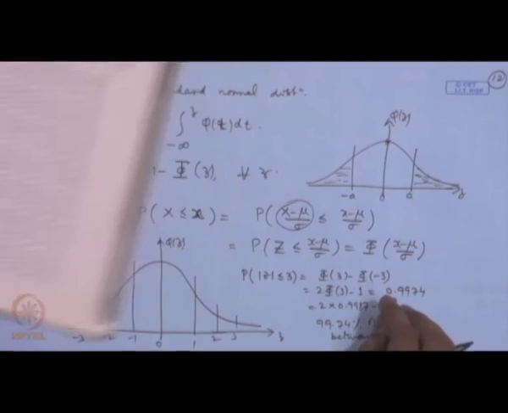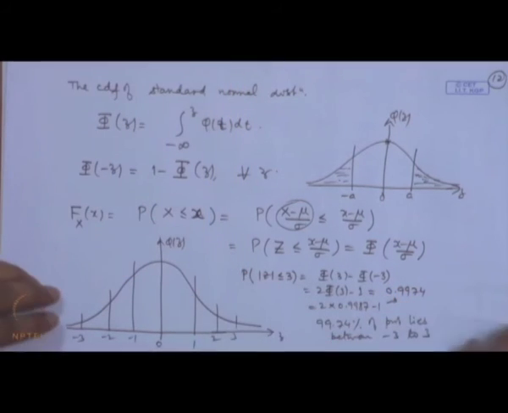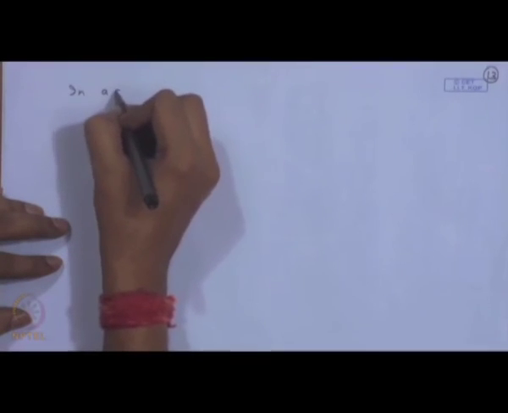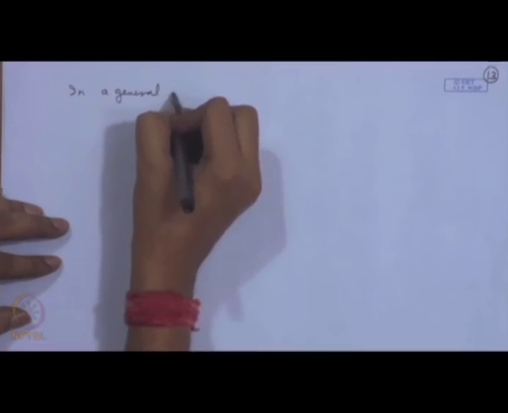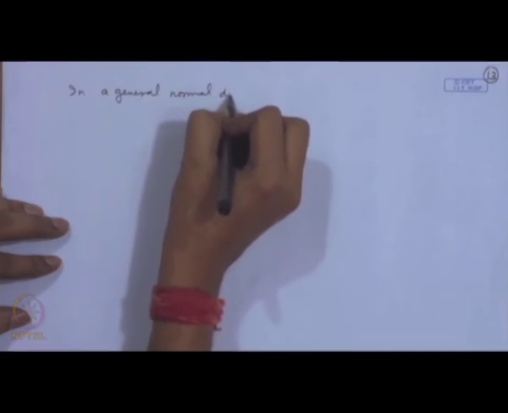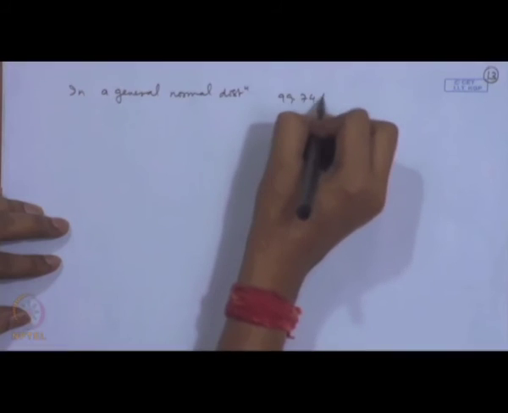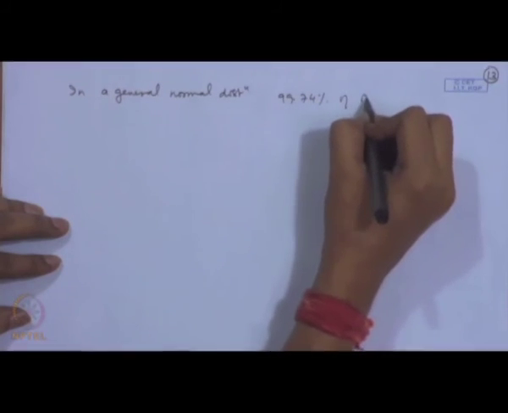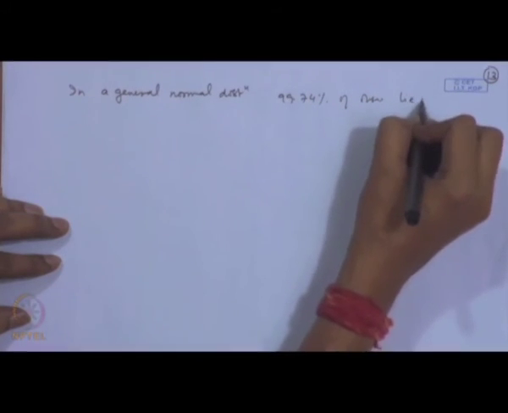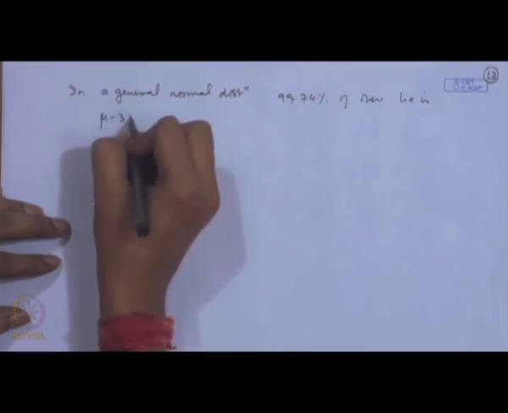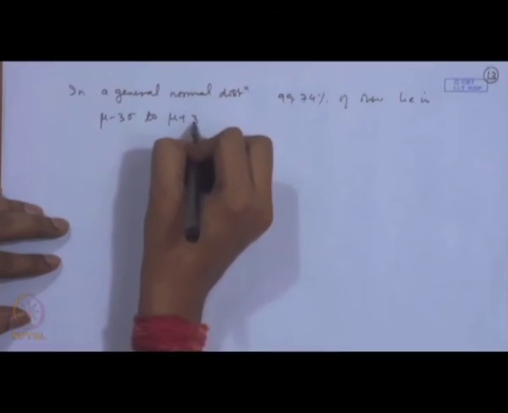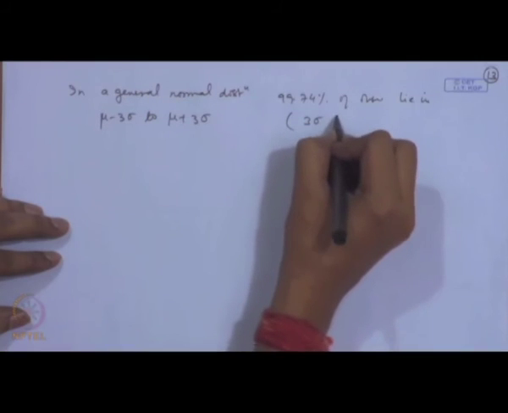If we convert this to a general normal distribution, this will translate to the statement that in a general normal distribution, 99.74% of observations lie in mu minus 3 sigma to mu plus 3 sigma. So, these were called 3 sigma limits.